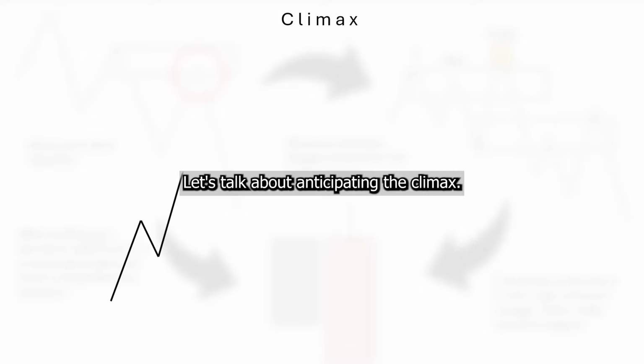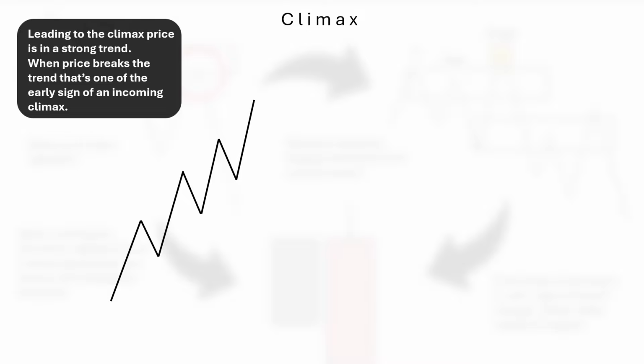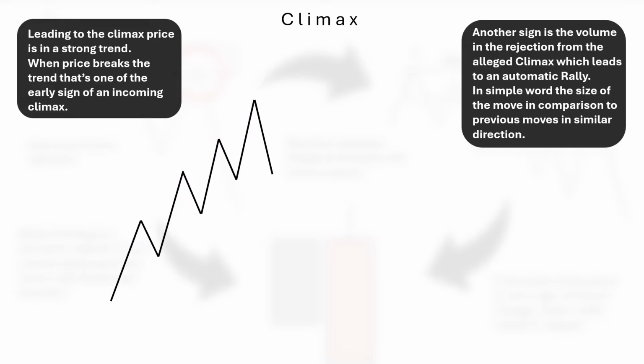Let's talk about anticipating the climax. Leading to the climax, price is in a strong trend. When price breaks the trend, that's one of the earliest signs of an incoming climax. Another sign is the volume rejection from the alleged climax, which leads to the automatic rally. In simple words, the size of the move in comparison to the previous moves in the similar direction.